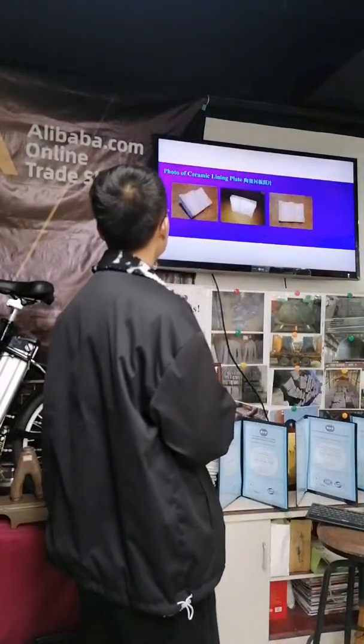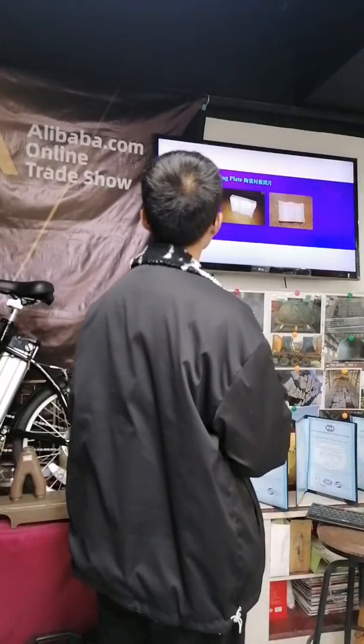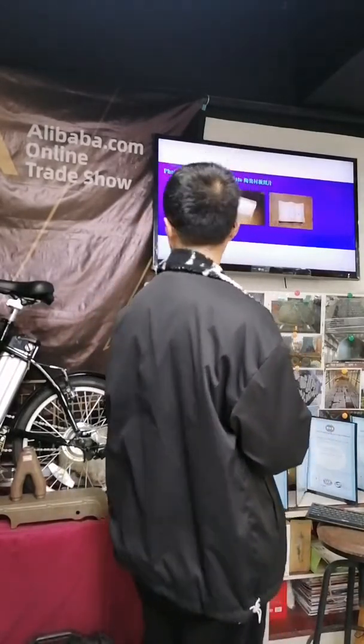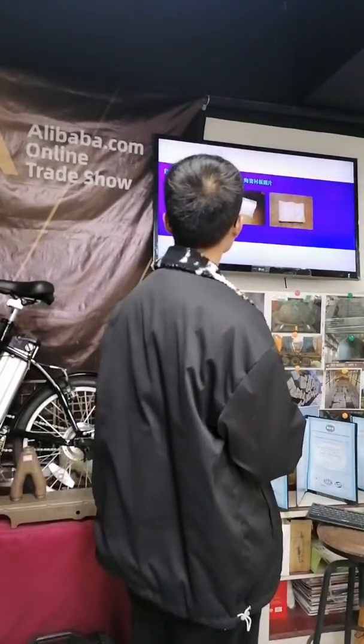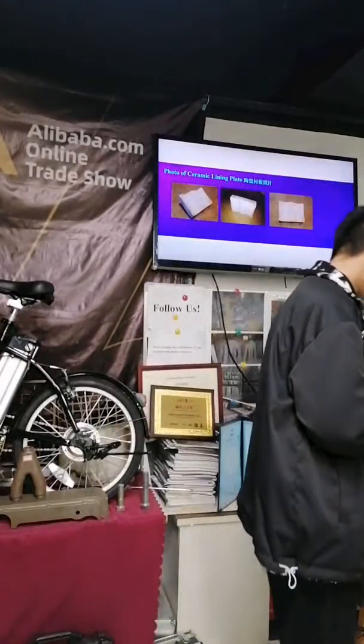And also, there are three pictures, photos of the ceramic line plate. And you can get some information about the color and the shape. And you can see more clearly.